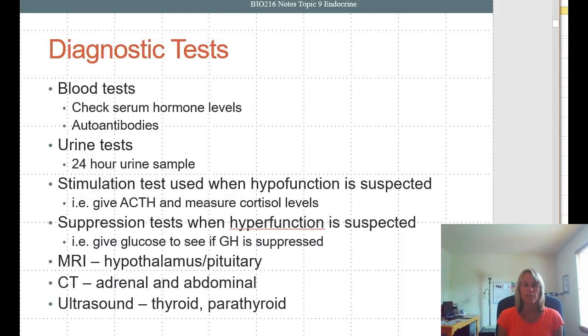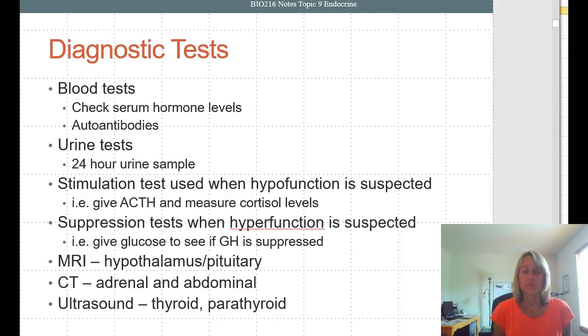This slide goes over some of the diagnostic tests that can be used. We can look at blood tests to look at hormone levels. We can look for autoantibodies that might mimic hormones. We can do a 24-hour urine collection to look at hormone levels in the urine. We could give a stimulation test, like if you suspect hypofunction, say, of the adrenal cortex, you could give ACTH, which stimulates the adrenal cortex, and measure cortisol levels to see if there's a response.